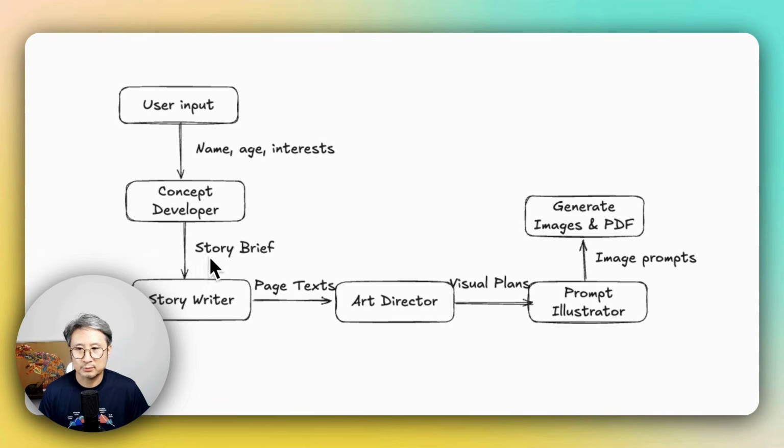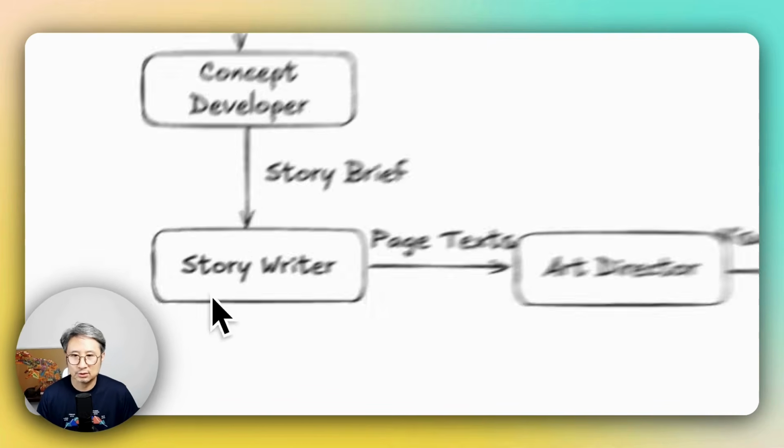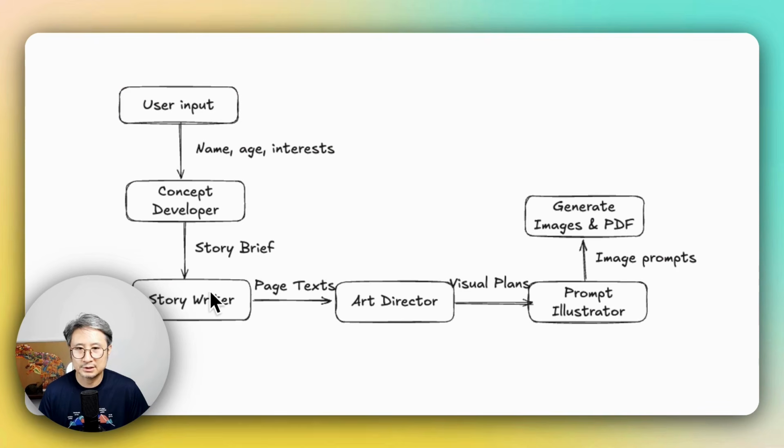Then the story brief is passed to the story writer, who is the narrative writer, getting the brief and turning it into a full story text, split into pages. The number is defined by the user. It will follow the plot, use easy words for the relevant age, and make it flow well. No visual stuff here, just the words to be printed.